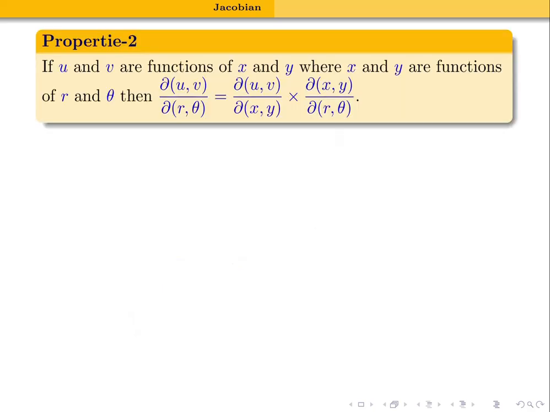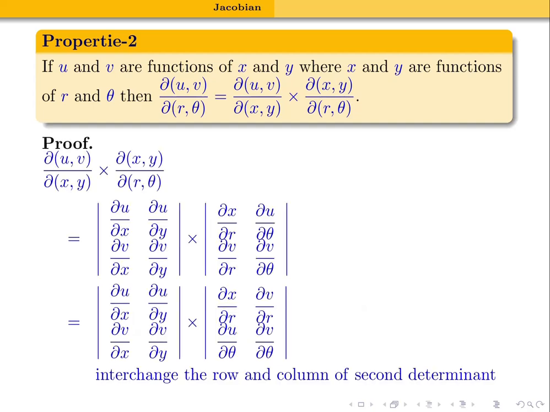Now property number 2. If u and v are functions of x and y, where x and y are functions of r and theta, so u and v are functions of x and y, and x and y are functions of r and theta, then ∂(u,v)/∂(r,θ) is equal to ∂(u,v)/∂(x,y) times ∂(x,y)/∂(r,θ). Here is the proof.